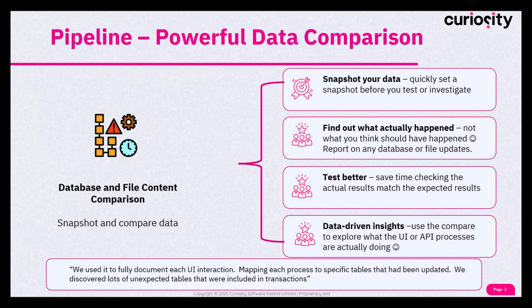So this is a short video showing you how the data comparison works inside the ETD engine, and it allows you to compare database and file content before and after a snapshot. First thing you do is snapshot it, then you go and interact with your application using UIs, APIs or messages. Then you run the compare, and that will show you what's actually gone on behind the scenes. It will show you any data that's been updated, deleted, or inserted.